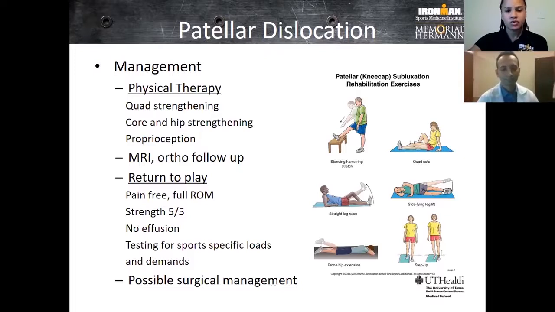A lot of times we'll do testing, so we'll have them do sport-specific drills or movements to make sure that they don't have any apprehension while going through them, especially if it's a jumping sport or even if they're a receiver or quarterback and need to make swift moves. You want to make sure that with their twisting motions they feel confident in making those moves. And of course, they can still continue to wear their brace while they're practicing and playing. And then from there, once the season is over, we'll refer them back to the doctor for surgical management.